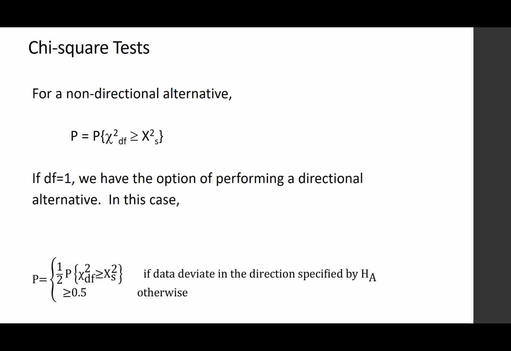Now, if your degrees of freedom are 1, and only if your degrees of freedom are 1, you have the option of performing a directional alternative. In that case, if the data go in the direction that you thought they should, according to the alternative hypothesis, you just cut that two-sided p-value in half. Otherwise, think about that standard normal distribution. Your test statistic would have been in the wrong tail of the distribution. You would have covered more than half of the distribution, so your p-value is bigger than a half. You're not going to see directional alternatives very often in the chi-squared because you're limited to only when you have 1 degree of freedom. But if you do, that's how you do it.